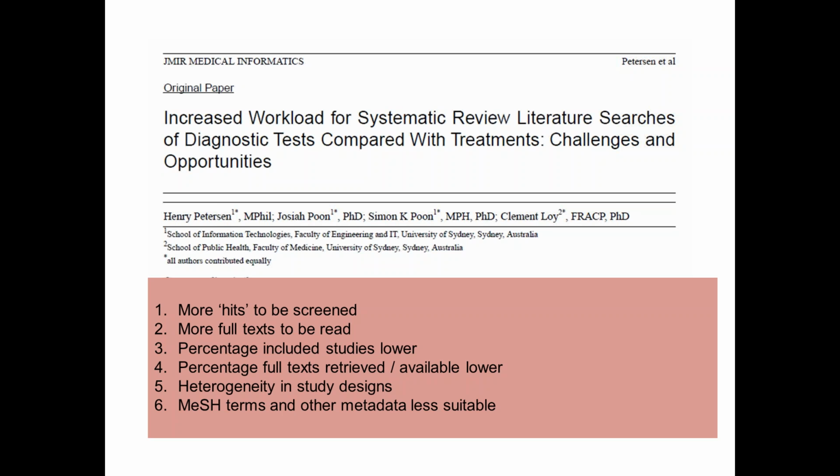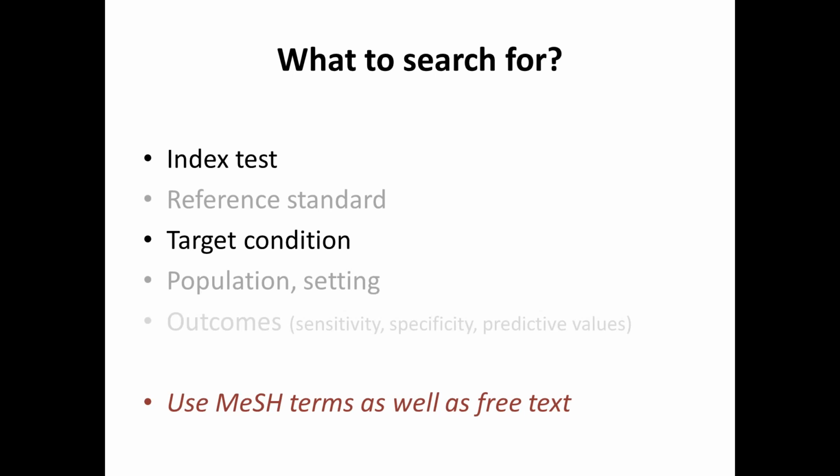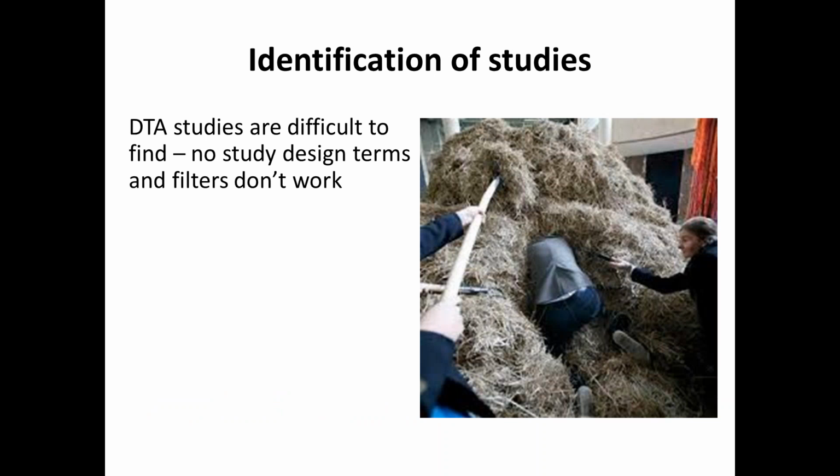So how do we design our searches? Well, the options we have are thinking about, we can search for the index test, the reference standard, all these parts of the question, target condition, the participants. But actually all we tend to do is search for names of condition and index test, which we combine. So it's hard work finding our studies.